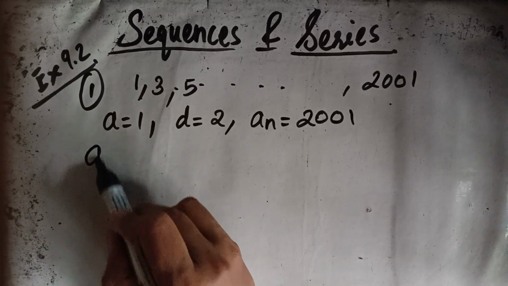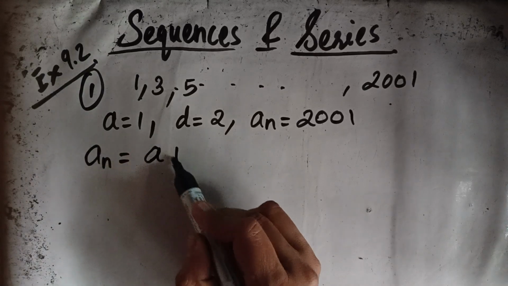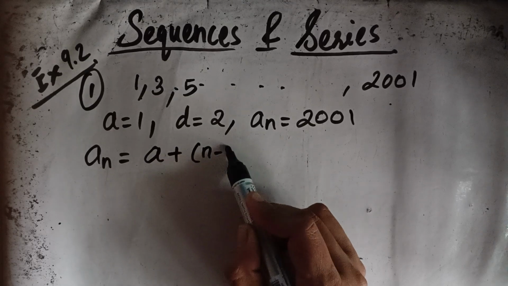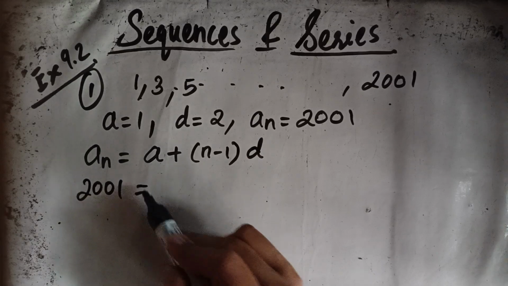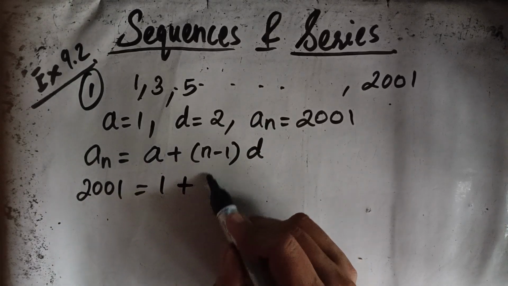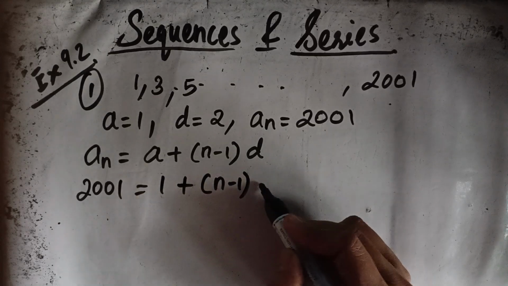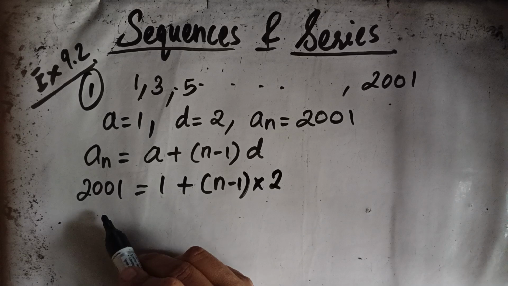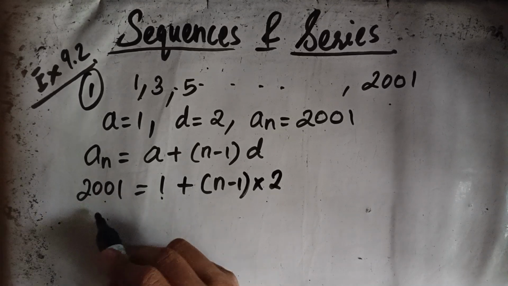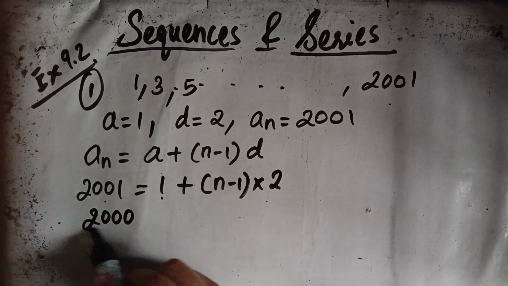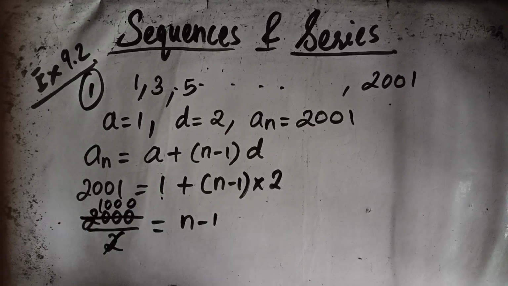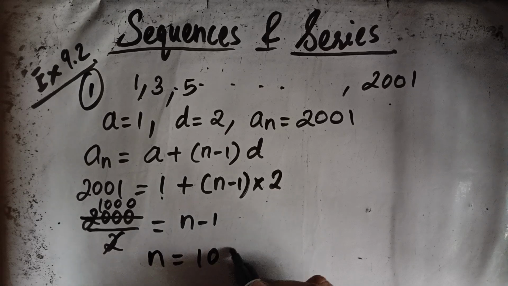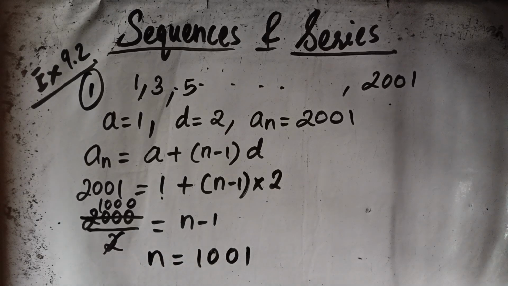Using the formula an equal to a plus n minus 1 d, 2001 equal to 1 plus n minus 1, d is 2. 2001 minus 1 is 2000, upon 2 equal to n minus 1. So this is 1000. 1 goes here, so n is 1001.